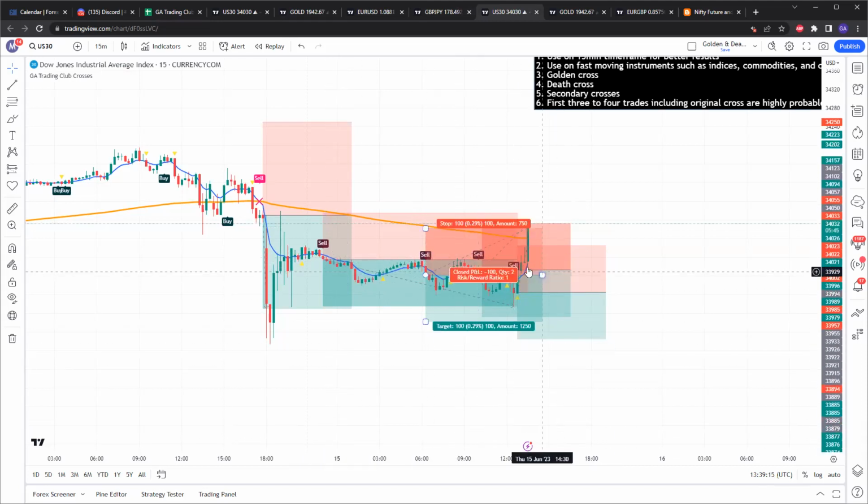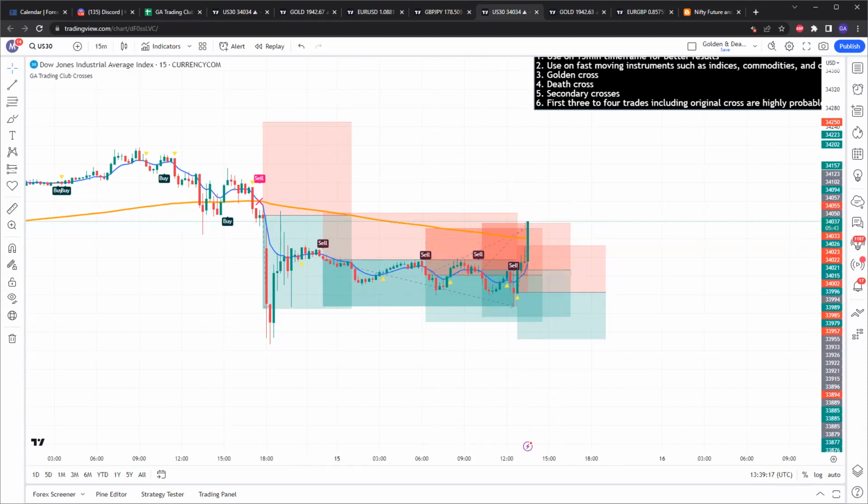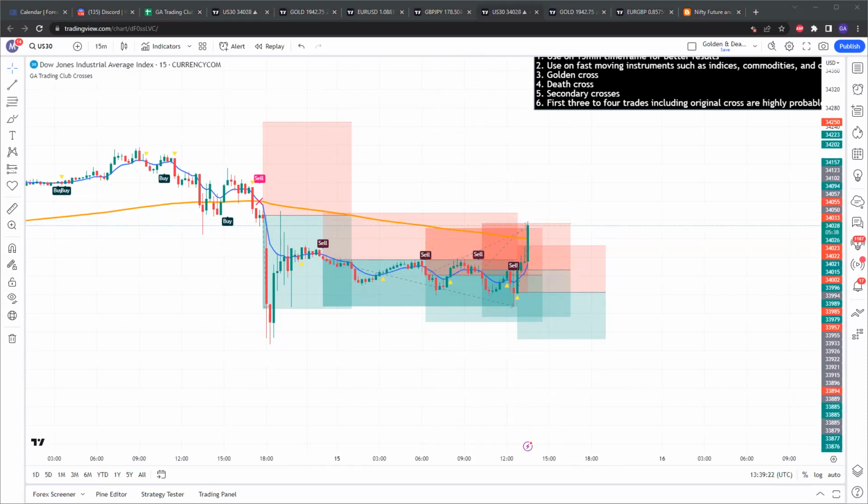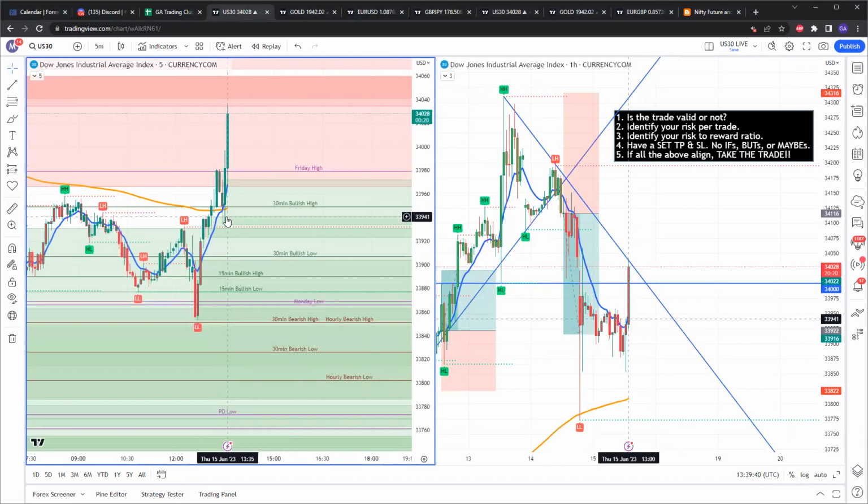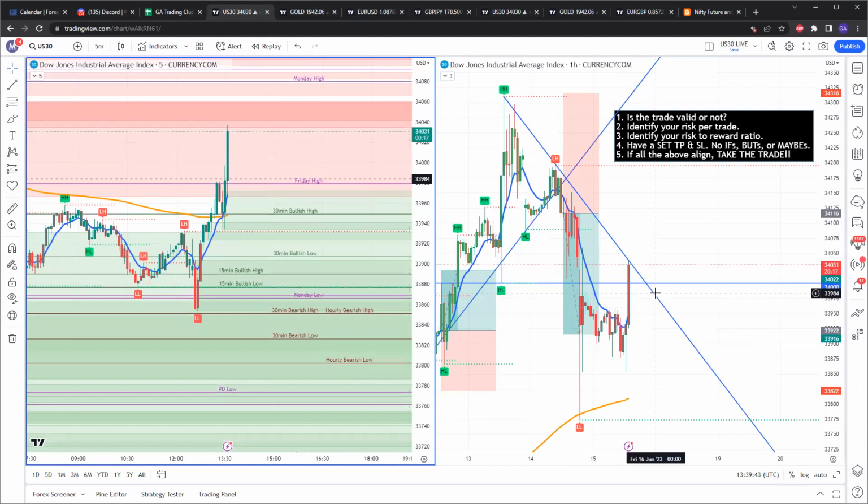I entered this one and this one too, but right now I think I got stopped out of two of the sells. I still have one more going. And it looks like we might get a buy soon, a buy golden cross for US 30. Right now we have a golden cross on the 5-minute, and also US 30 is rejecting from this trend line to the downside.